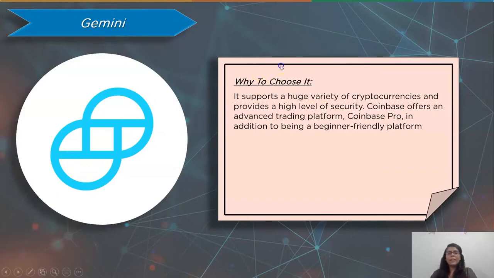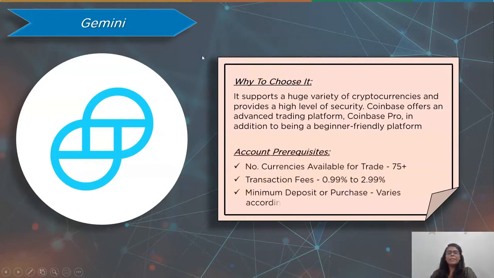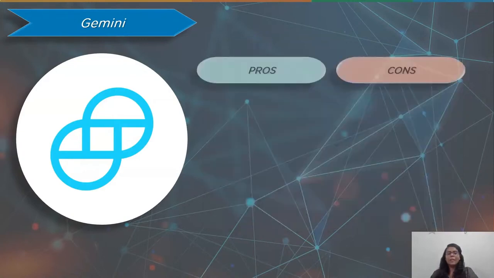Now, let's have a look at the account prerequisites for Gemini. It only supports 75 plus cryptos for trading with the transaction fee ranging between 0.99% and 2.99%. Also, it has a minimum deposit or purchase price and it varies according to the asset invested. Now, let's have a look at its pros and cons.